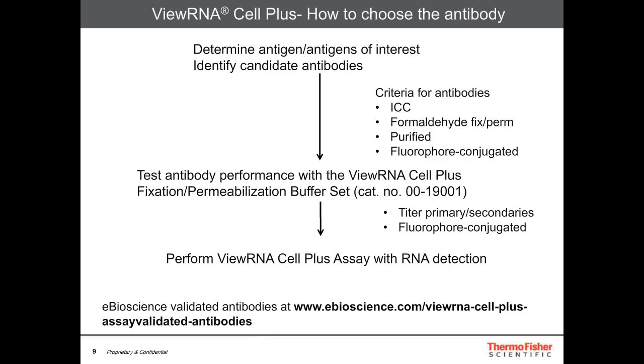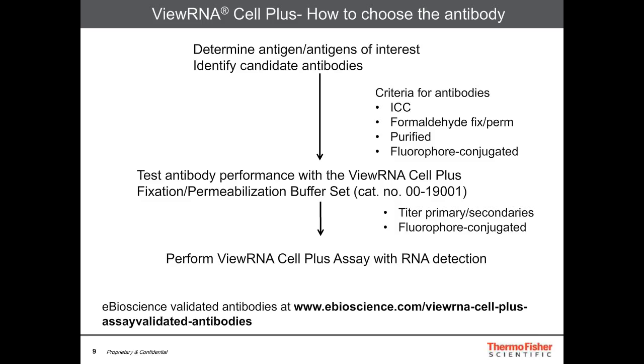So in choosing the antibody, there are some criteria that are very important. So the first step is really to identify which antigen or antigens are of interest to you and to identify candidate antibodies that will work in the assay. So the criteria for the antibodies is that they typically perform well in an immunocytochemistry assay. So these aren't necessarily antibodies that work for immunohistochemistry or formalin-fixed paraffin-embedded tissue. Those may be different antibodies. But these are typically antibodies that work for cells that are grown and fixed in a dish.